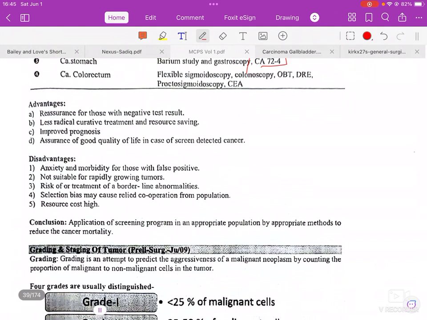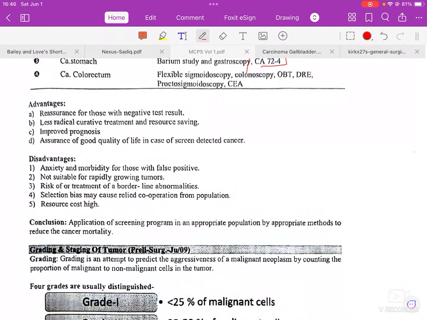Advantages: reassurance for those with a negative test result, less radical curative treatment, and resource saving. Because if it is diagnosed early, there is less curative treatment and so the cost is less. That is why it is said to be resource saving. It gives improved prognosis, and assurance of good quality of life in case of screen detected cancer.